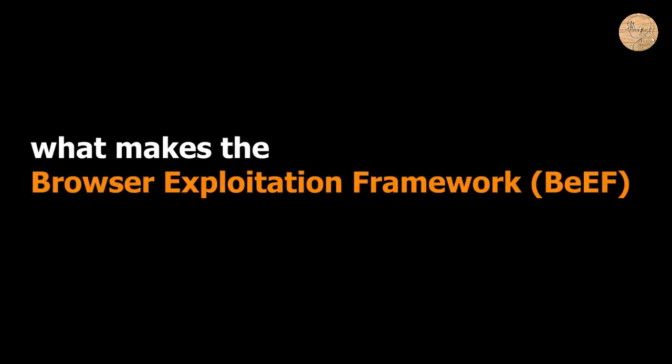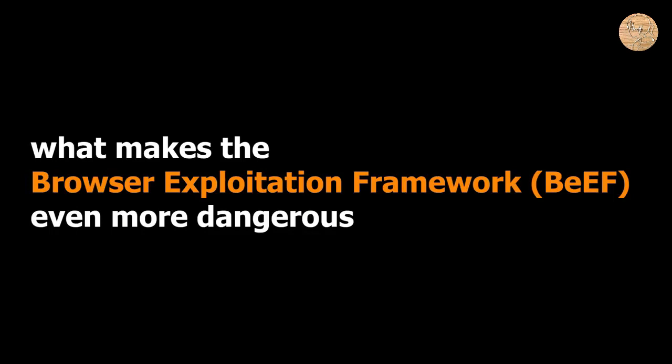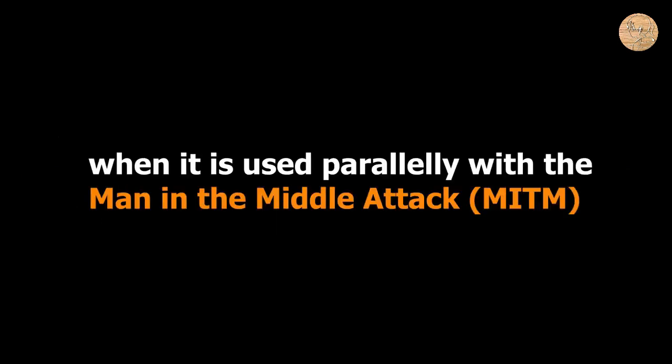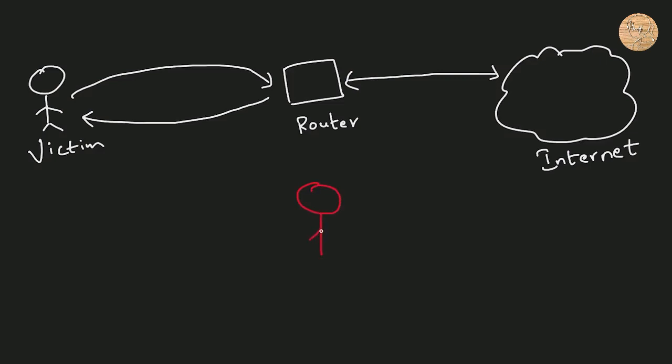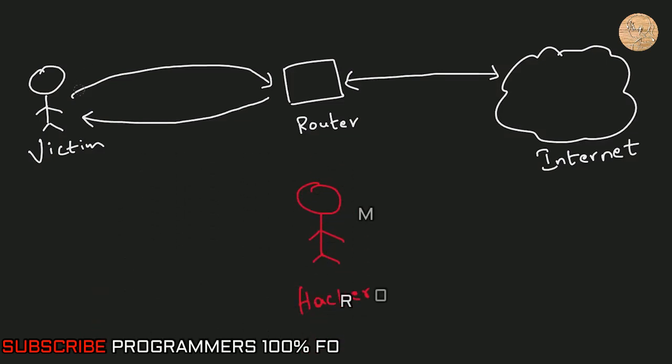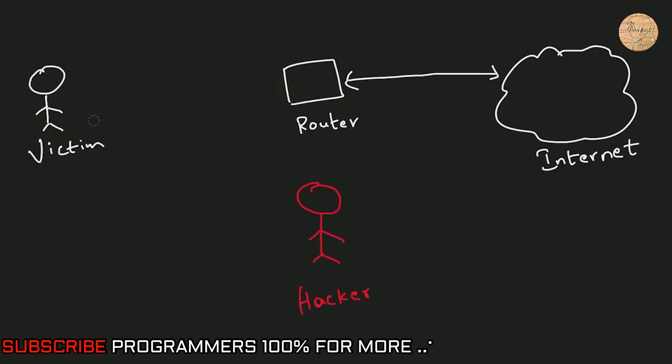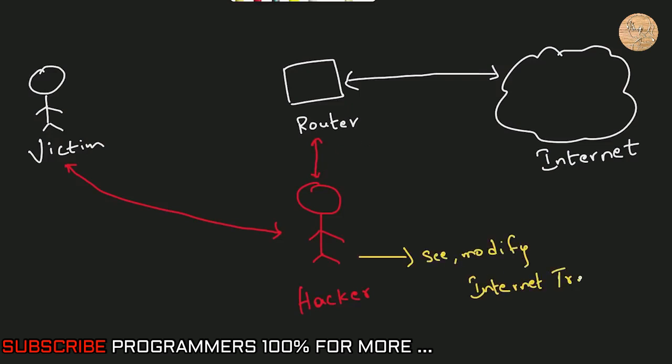So this is another example of why you should always use software that is regularly maintained. What makes the browser exploitation framework even more dangerous is when it is used in parallel with the man-in-the-middle attack. In a man-in-the-middle attack, a hacker places himself between you and your router using a technique known as ARP spoofing. So when you're communicating with websites on the internet, instead of sending your internet traffic to your router, you are sending it to the man in the middle without even knowing it. The hacker can now see and even modify the internet traffic you're sending as well as receiving.